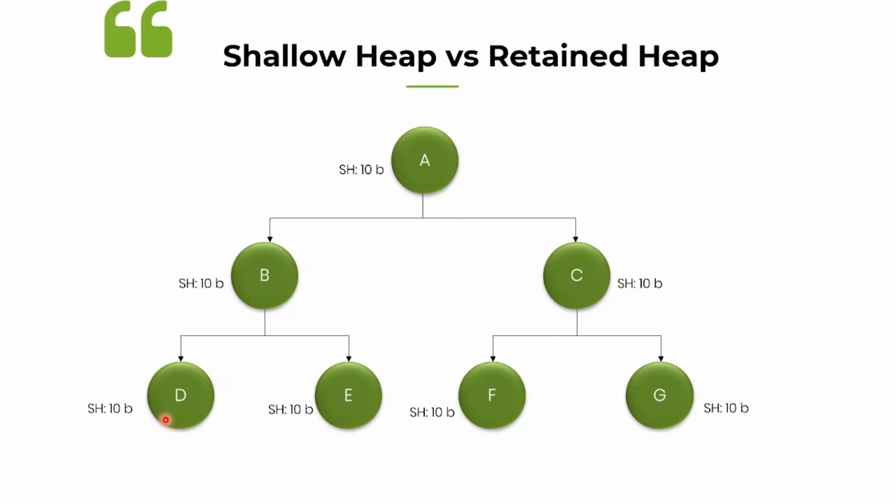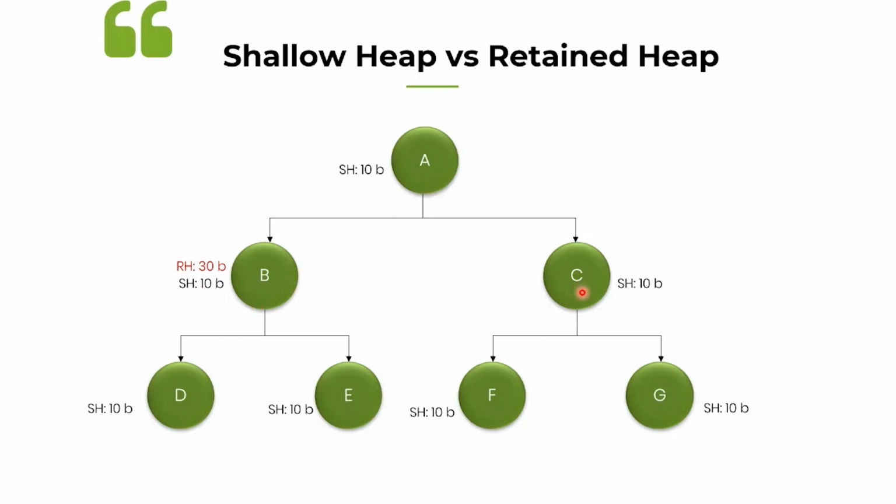In this case, object D occupies 10 bytes and object E also occupies 10 bytes. So cumulatively, when B gets removed, B's 10 bytes get freed up, plus D's 10 bytes, plus E's 10 bytes. So together 30 bytes get freed up in your memory. So the retained heap size of object B is 30 bytes.